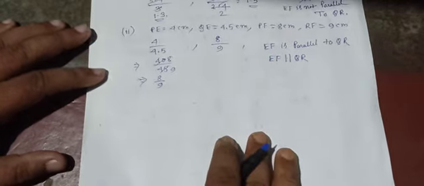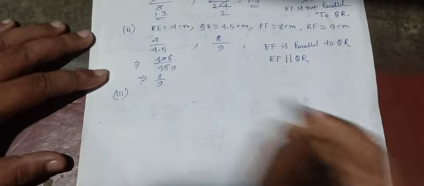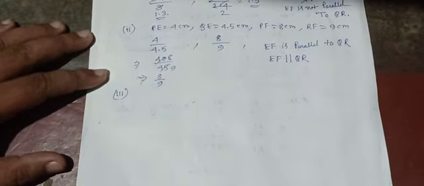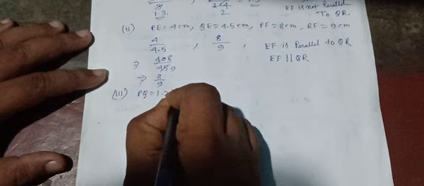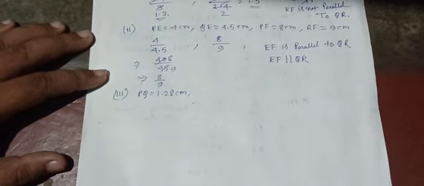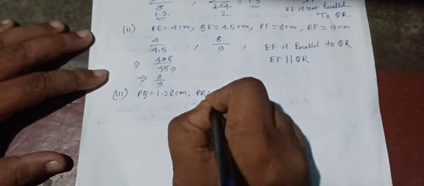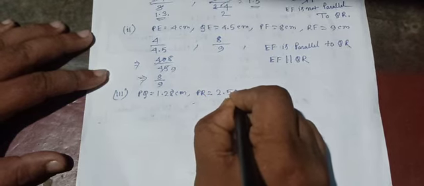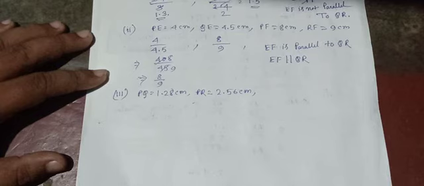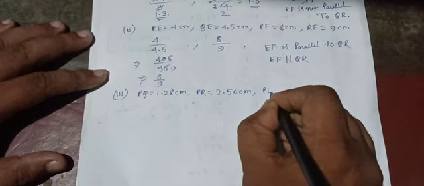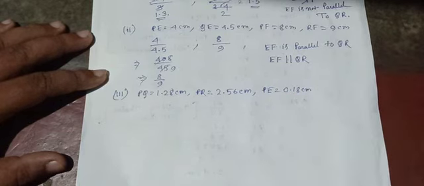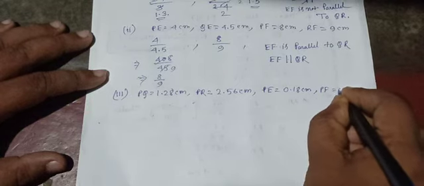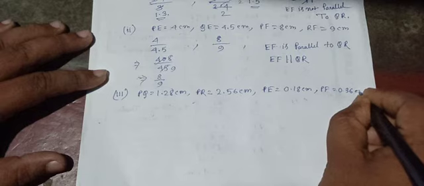Next, come to the third condition. It is given that PQ is equal to 1.28 centimeter. PR is equal to 2.56 centimeter. PE is equal to 0.18 centimeter, and PF is equal to 0.36 centimeter.